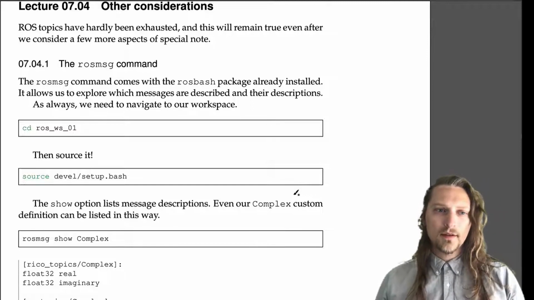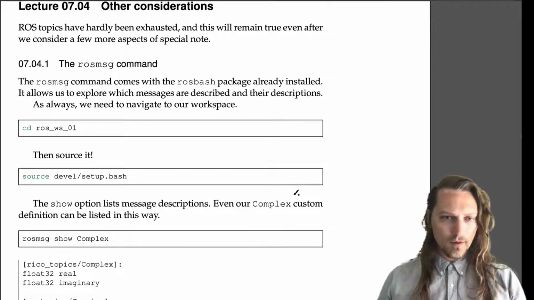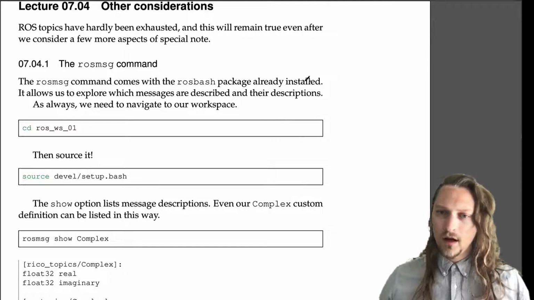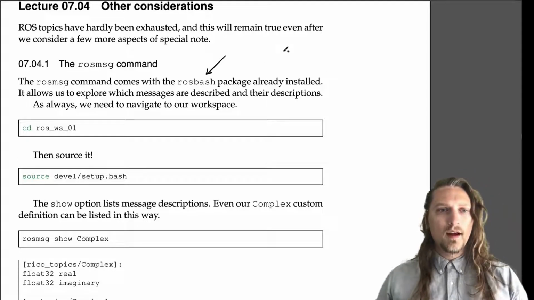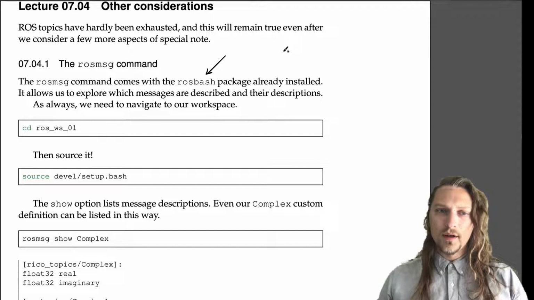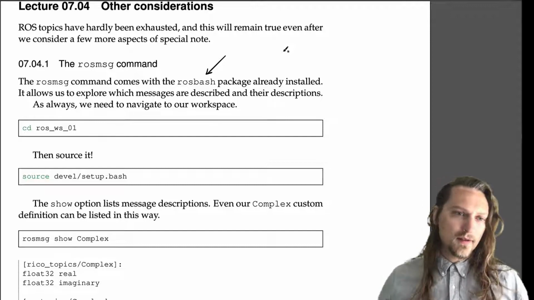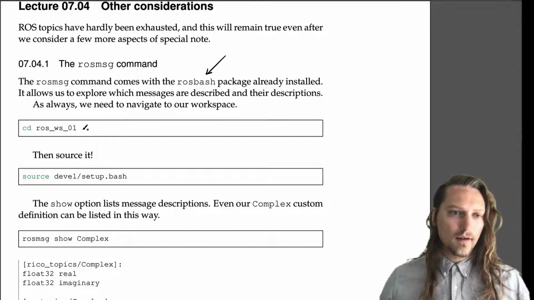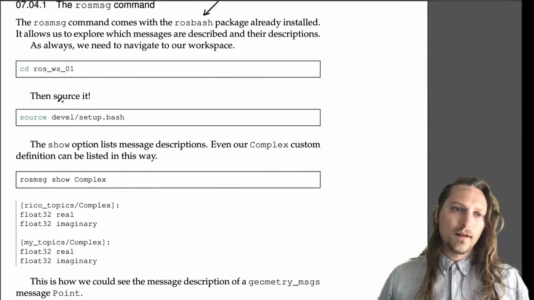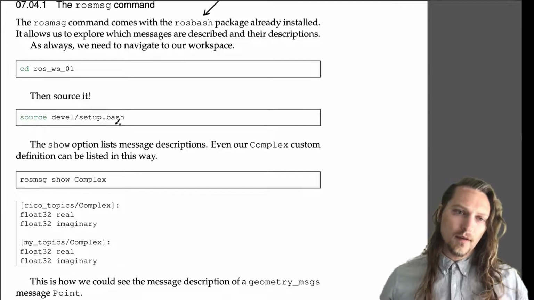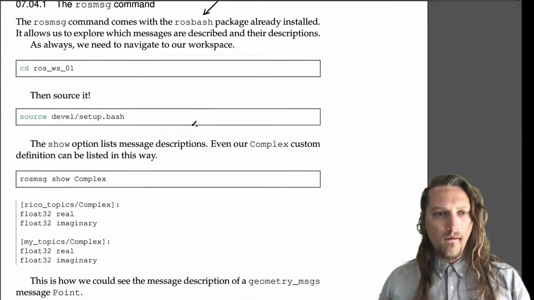The rosmsg command comes with the ROS bash package already installed in a previous lecture. If you haven't installed this, though, go ahead and do so now. It allows us to explore which messages are described and their descriptions. As always, we need to navigate to our workspace. So first, if you're not already there, change directories to your workspace. Then source it. Of course, we've got to source our workspace.